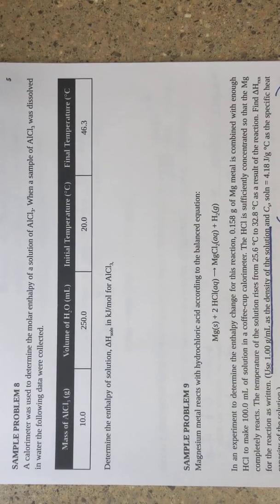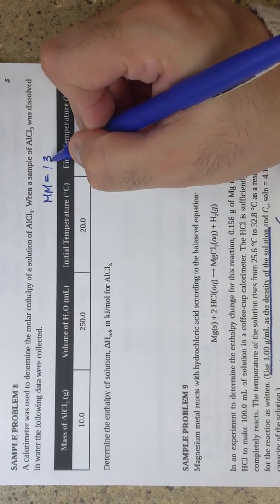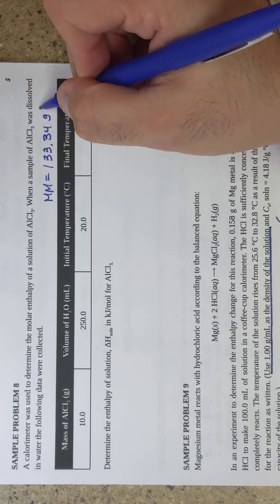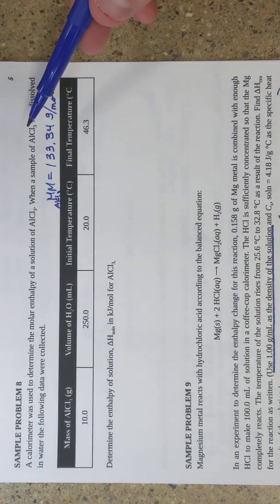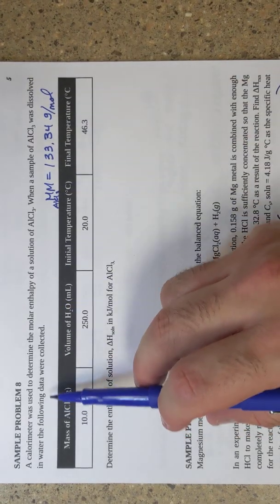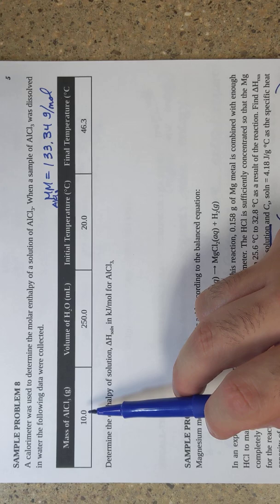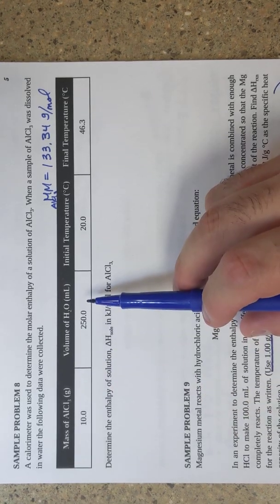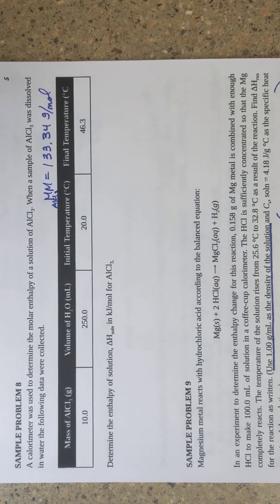It is 133.34 grams per mole of AlCl3. Later on, I'll use this. All right, when a sample of AlCl3 was dissolved in water, the following data were collected. So I put 10 grams of AlCl3, and I have this much water, and the temperature was initially at 20, and then it went to 46.3.